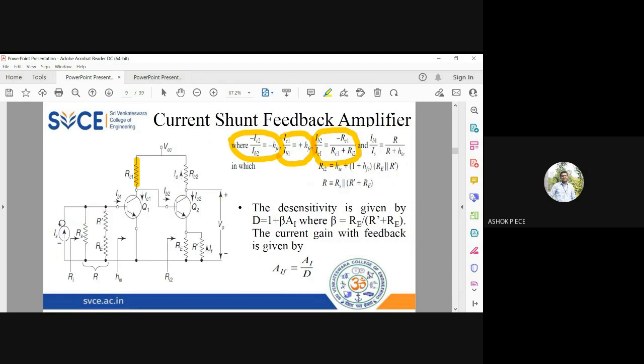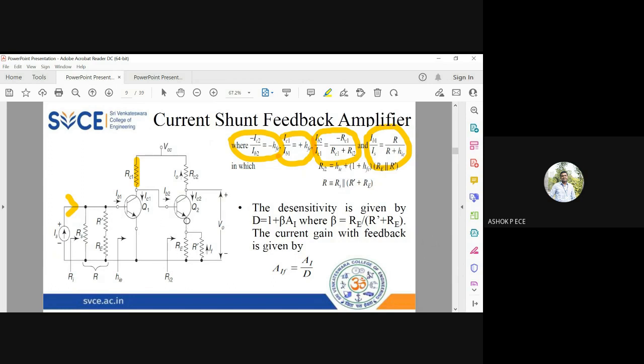And IB1 and IS, you see, it is also going to be between the source. IS is the total current, and it is divided into R and HIE. So again, apply current division. So IB1 by IS equal to R by R plus HIE. And whenever, RI2 is going to be HIE plus 1 plus HFE into RE plus R dash.